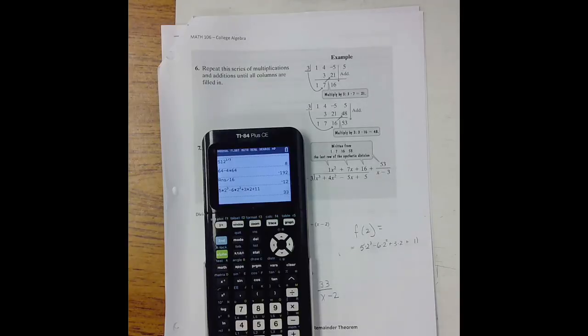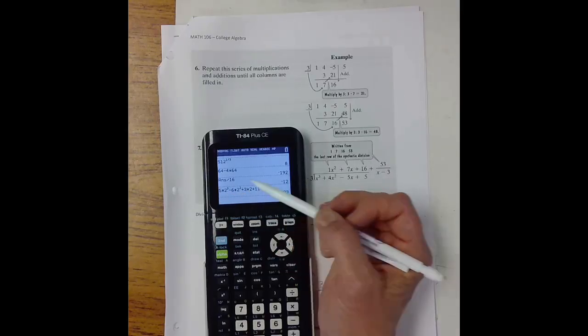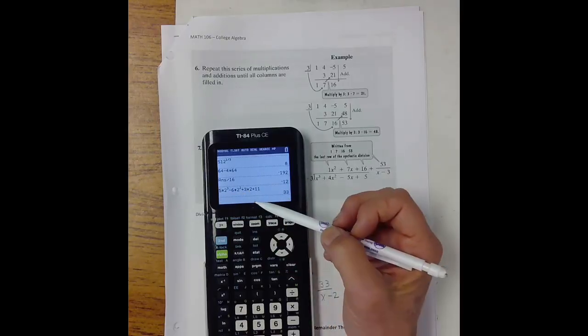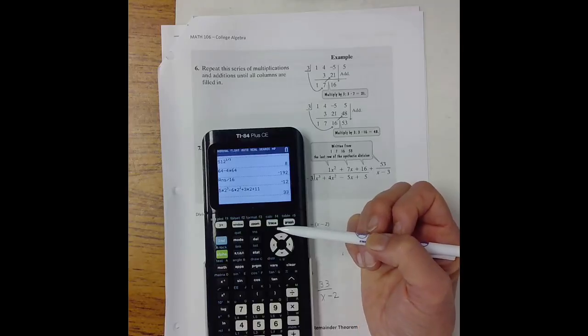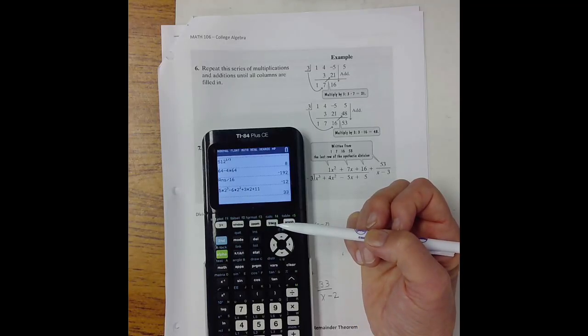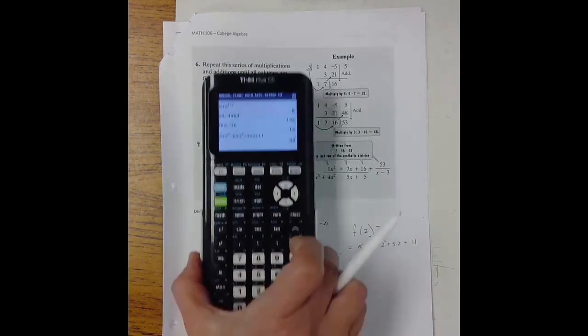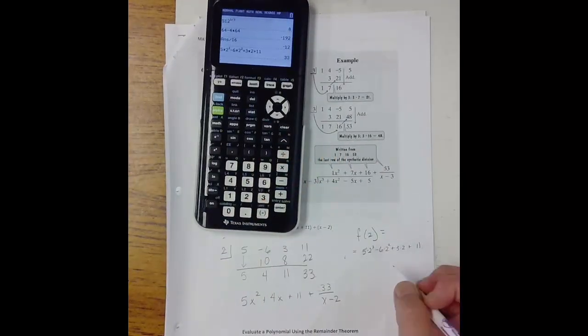So double check your work. Don't you have to put the 2 in parentheses though? On this one I'm doing it. It shouldn't matter. I'm not sure what you did, but I'm pretty sure it's 13. It's to the third. It's fine. You guys want to just trust me? It's 33. Yeah, it's fine.